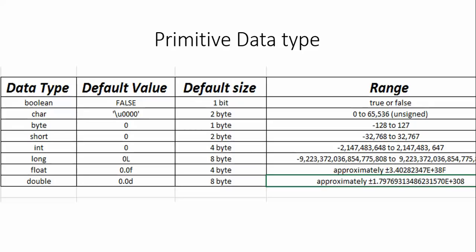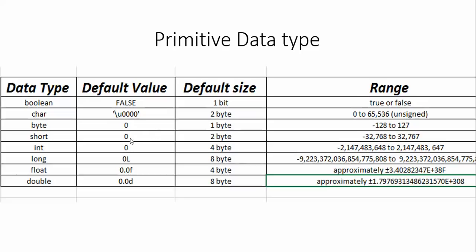So these two are separate ones. Boolean will be used for different purpose. Char we will be using if we have to store a single character one by one. So the next four which you can see on the left hand side, byte, short, int and long. These four data types we will use to store decimal values. Decimal value means non-fractional values.